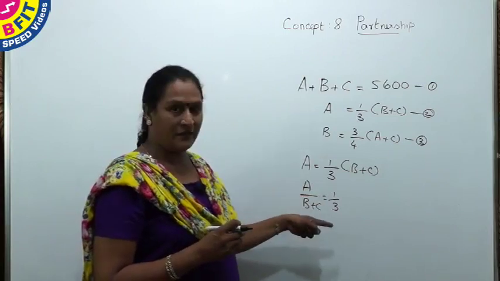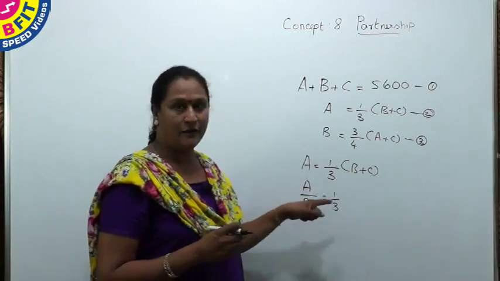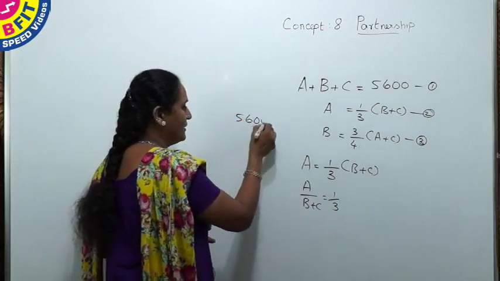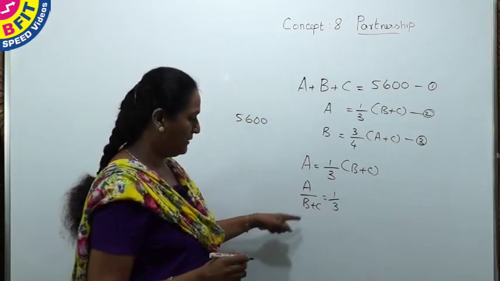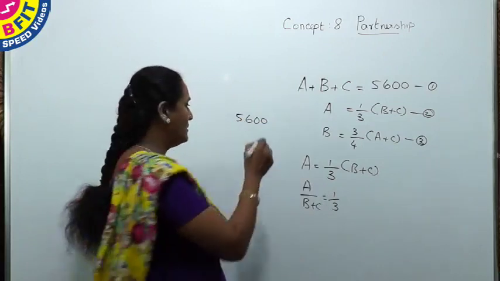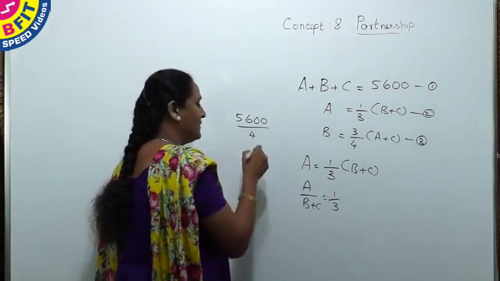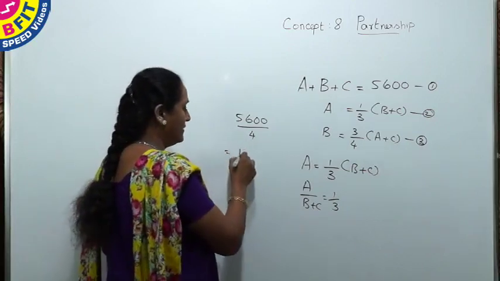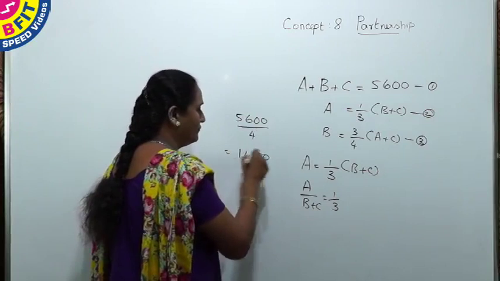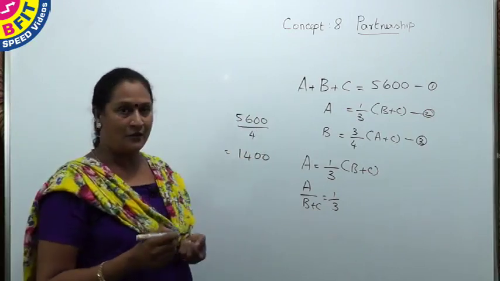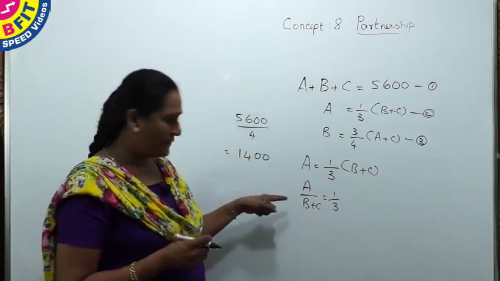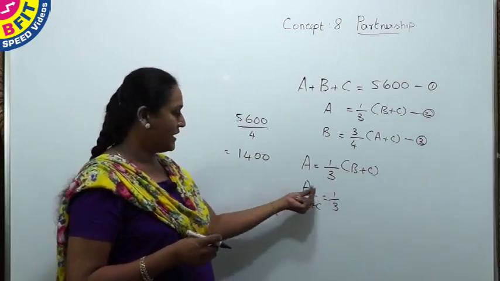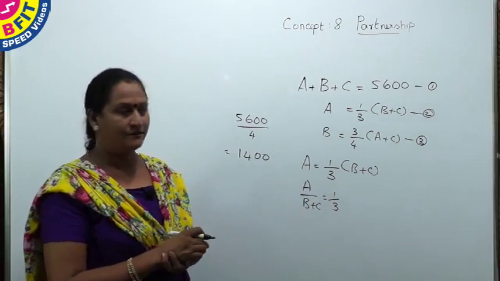We need only A's share. So, 1/3. The total amount is divided into 4 parts. Total is 5,600. As you have 1/3, 1 plus 3, there are 4 parts. Divide this by 4, and we will get the value of 1 part. When you divide, it is 1,400. So 1 part value is 1,400, and from this detail we get that A has received only 1 part. So, A's share is 1,400.